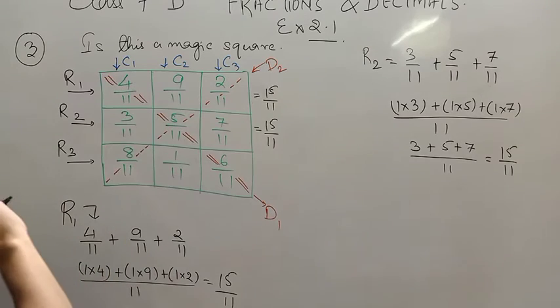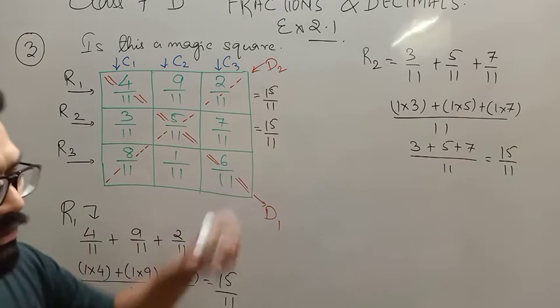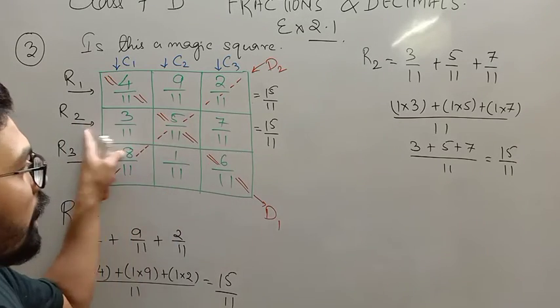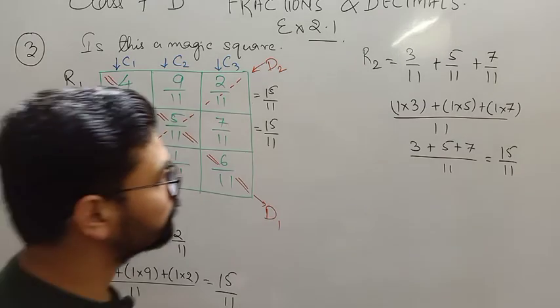That means the sum of the 3 elements given in R2, how much has it come to? 15 upon 11. Okay. So the summation of these 3 elements given in R2 is equal to 15 upon 11. Now you need to check for R3.